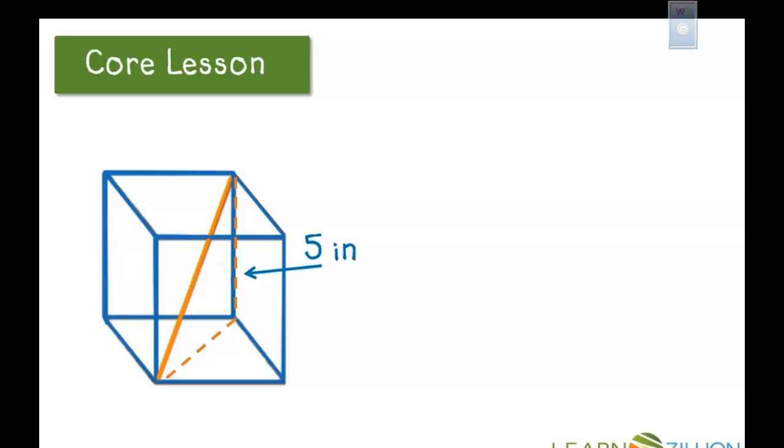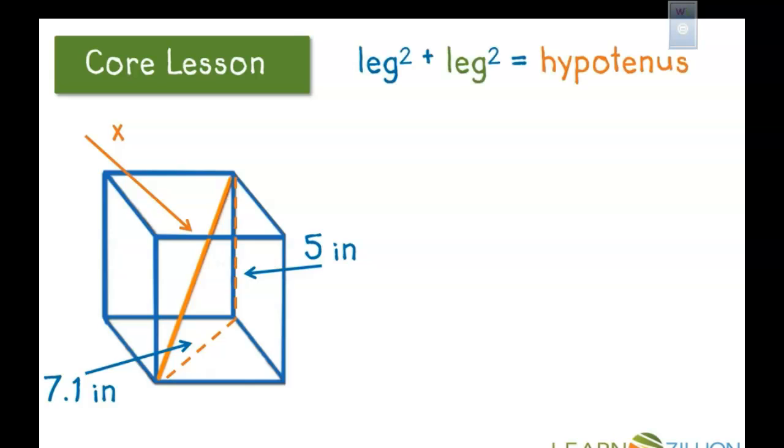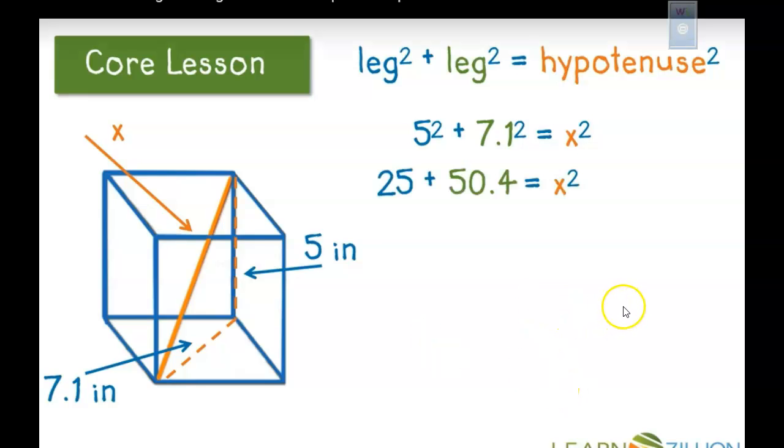We're just halfway there. From the information that we already know, we know the edge of the cube is 5 inches. And we just found out that the bottom of the triangle that we created is 7.1. So now we can use the Pythagorean theorem to find the length of the red line segment. X, we'll call it. So leg squared plus another leg squared is hypotenuse squared. 5 squared plus 7.1 squared equals x squared.